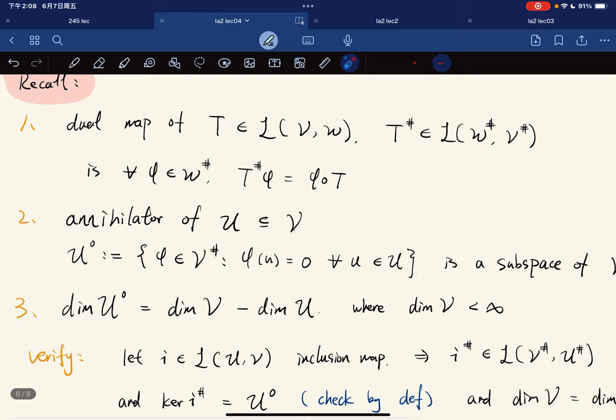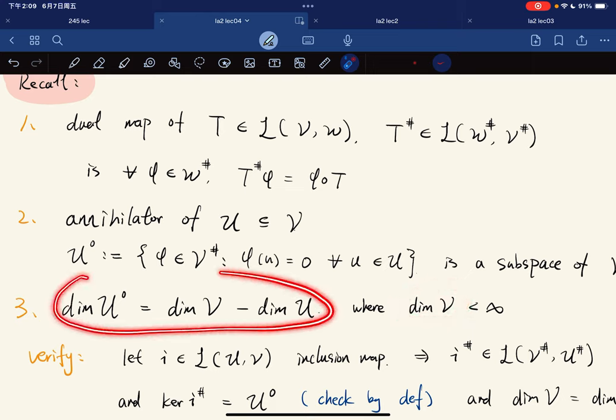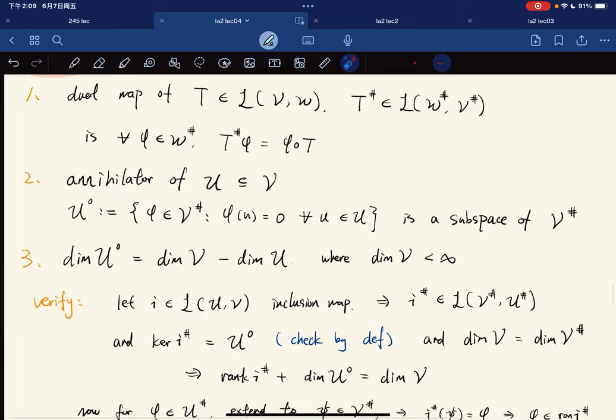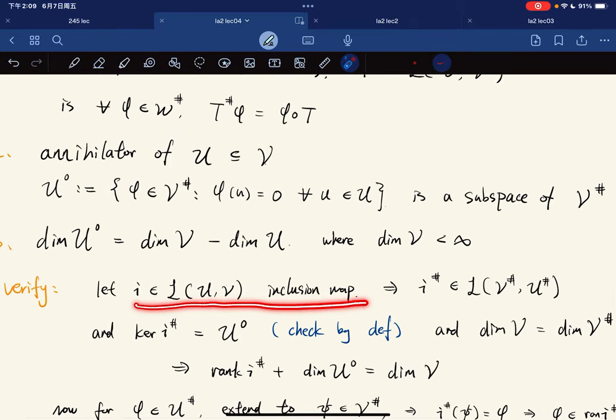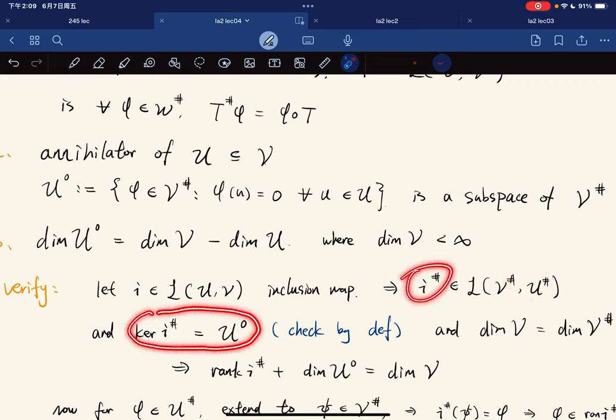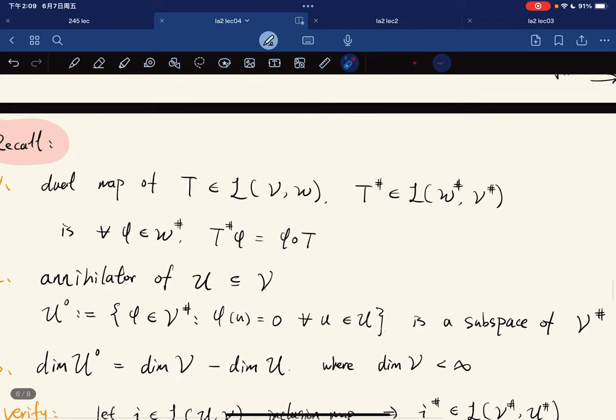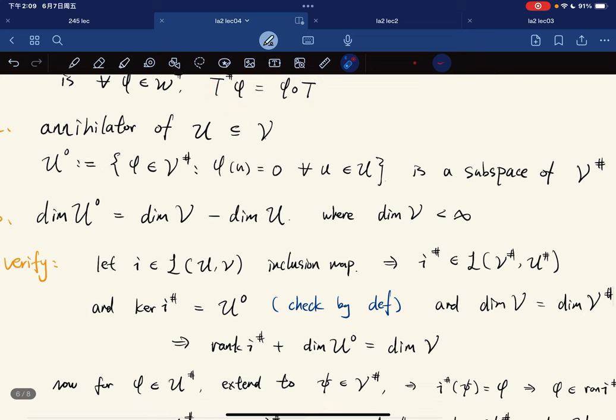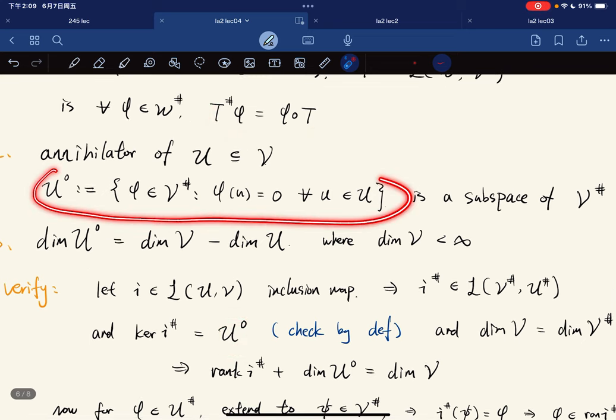And thirdly, we have the formula for their dimensions. Assume that the dimension of V is finite. Okay, for this formula, let's just verify this real quick. So for the inclusion map, I star goes from V star to U star. And the kernel of this is the same as the annihilator of U. You can check this by definition. I'll leave it for you to check. Remember I star is defined as this, and the annihilator consists of all functionals that vanish on U.